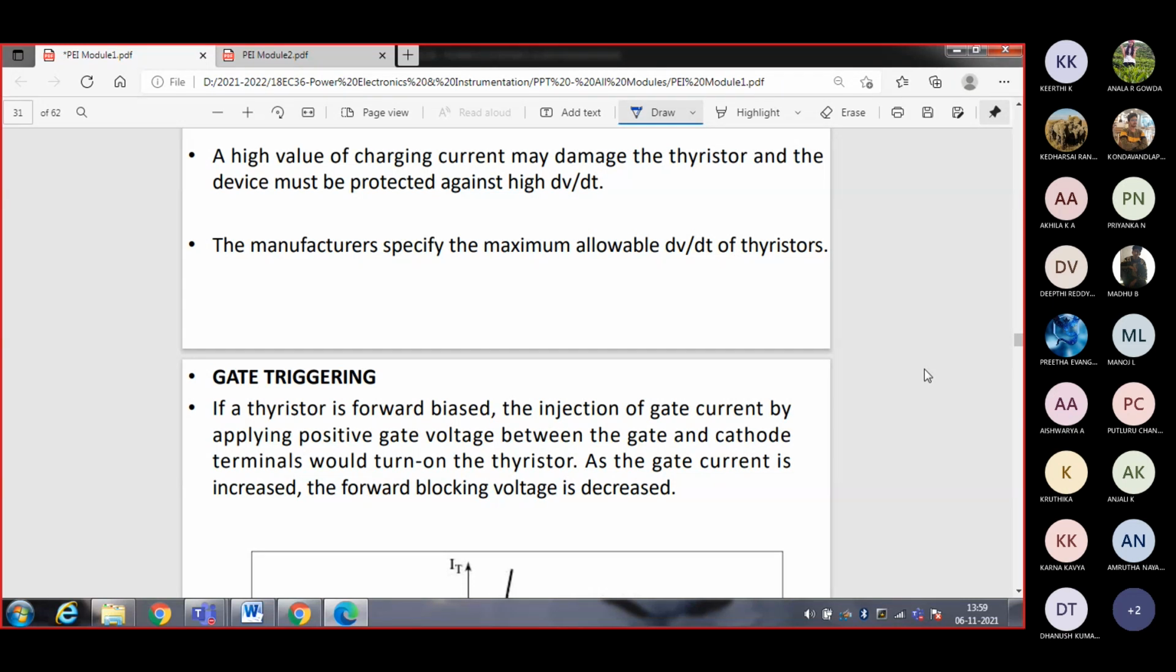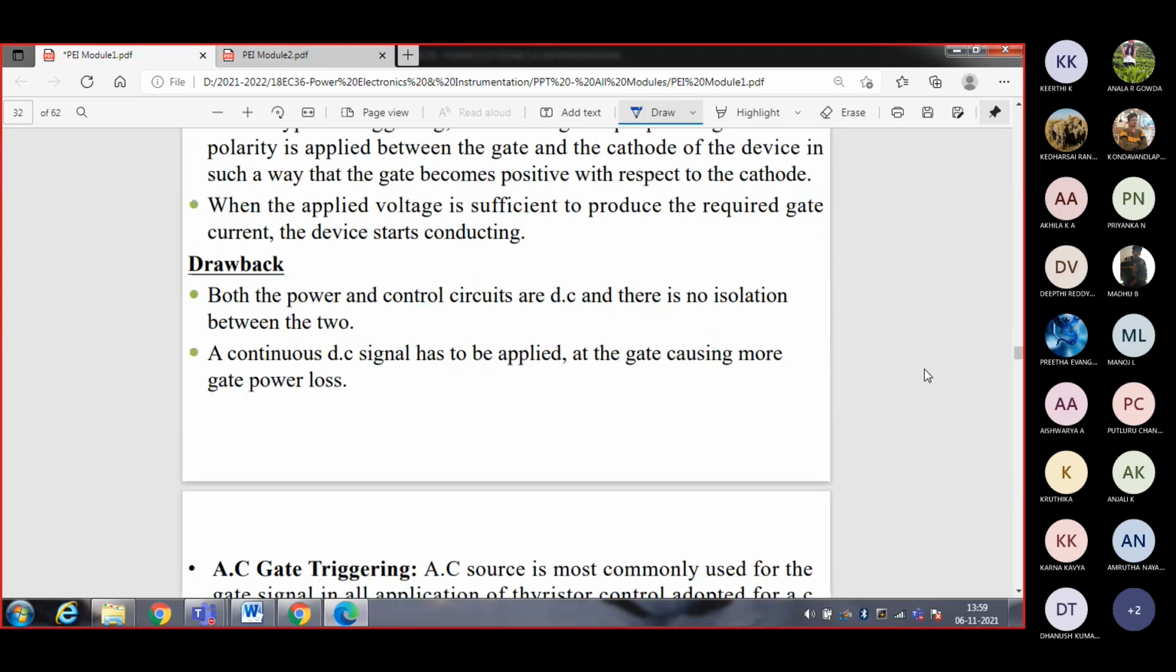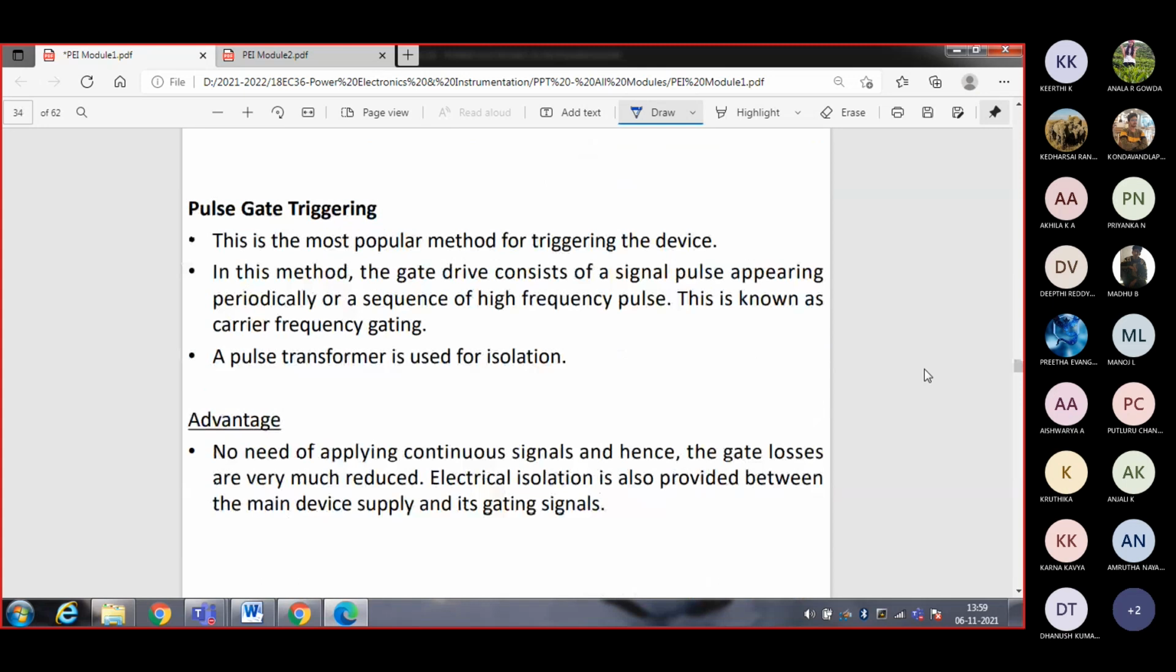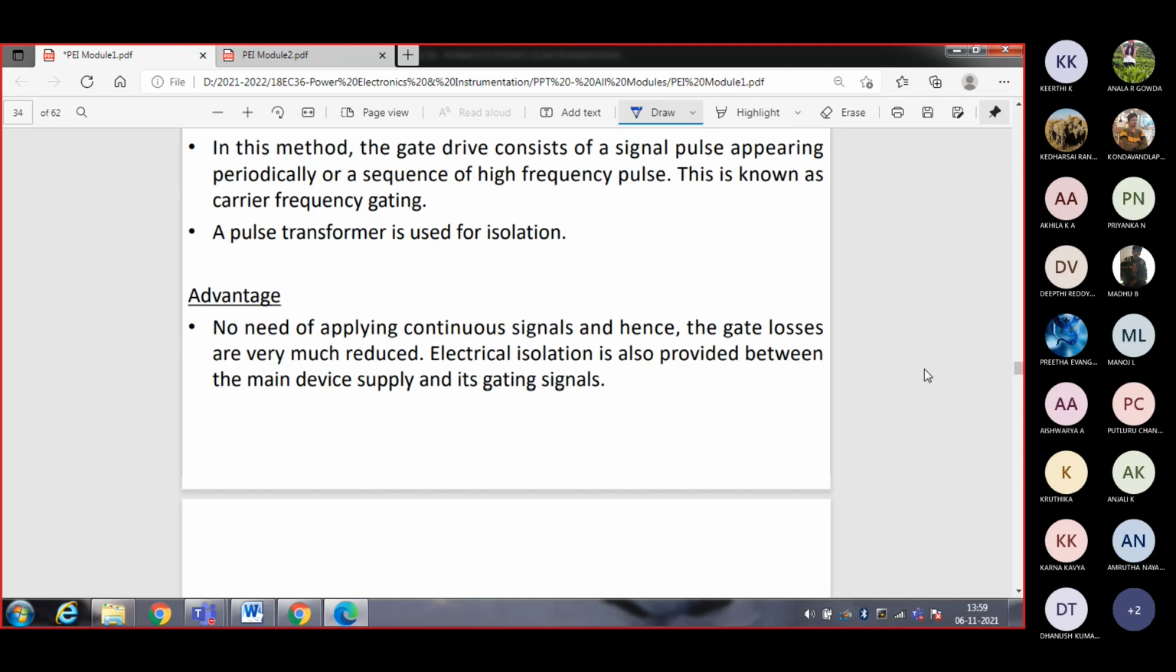But under gate triggering, we are going to have different gate triggering: DC gate triggering, AC gate triggering, and pulse gate triggering. The question has been directly asked in your examination also: what are the different triggering mechanisms? These are the gate triggering mechanisms of your thyristor. You should know them and you should explain them. So this is what the question is.